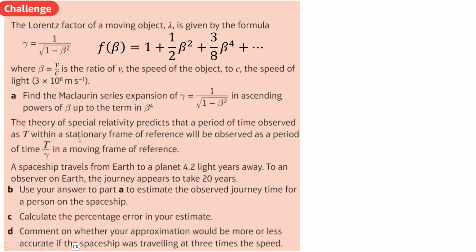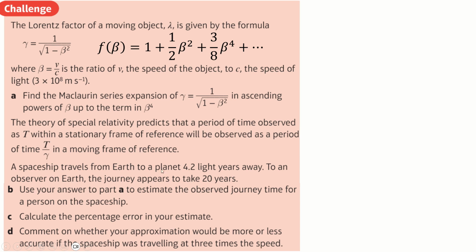says something about time observed as T in the stationary frame will be observed as T over this Lorentz factor in a moving frame. I can't even remember what this letter is, so I'm just going to call it the Lorentz factor. Anyway, okay, we have 4.2 light years away to the observer in the stationary frame, which is Earth. It took 20 years. So big T is 20.